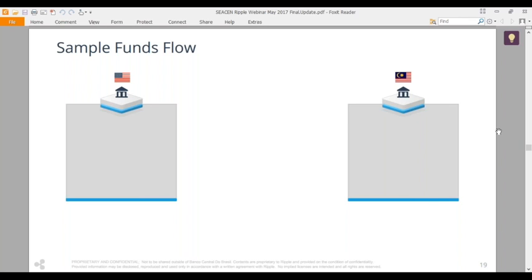I'm going to take a minute to give a sample payment on Ripple so you can see how the transactions will flow between these institutions. In this example, we have a US bank on the left and a Malaysian bank on the right. The two banks will use a software called Ripple Connect. It's software that we license to the banks. This software is what has the messaging and that settlement capability built into it.